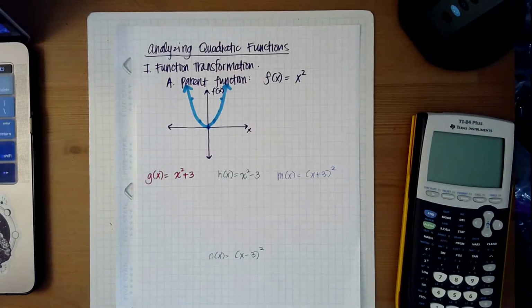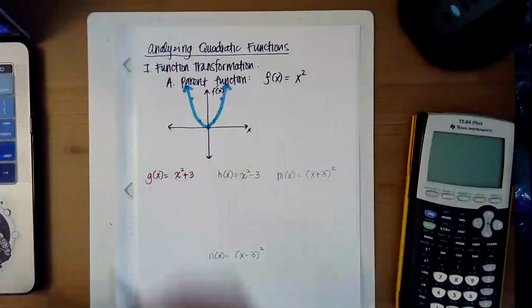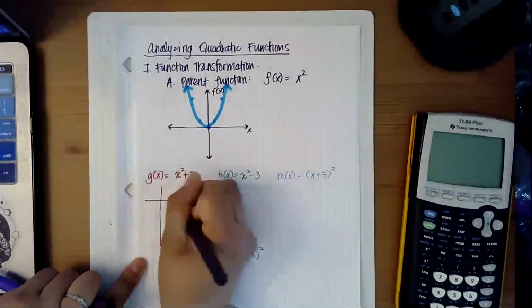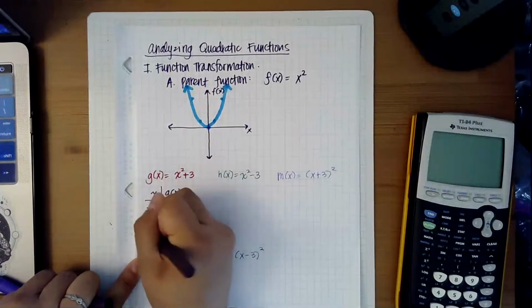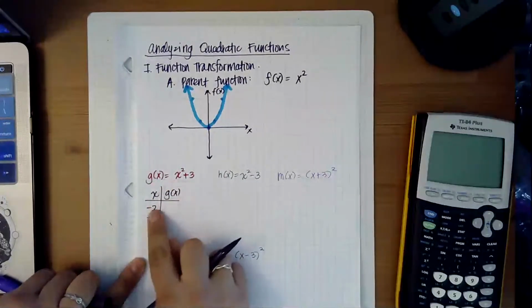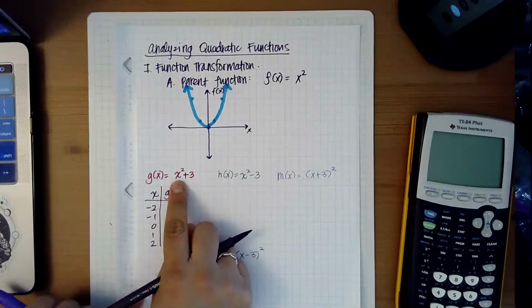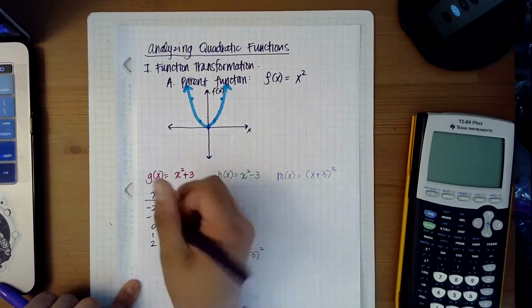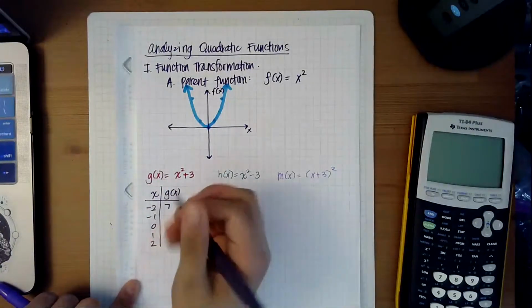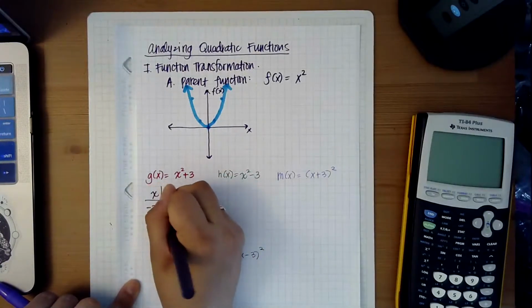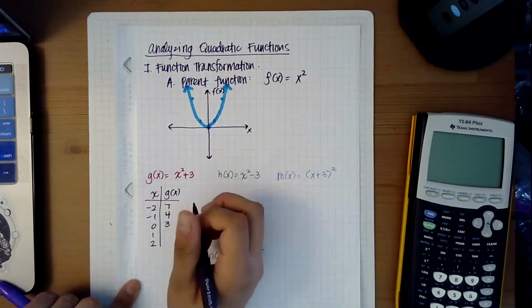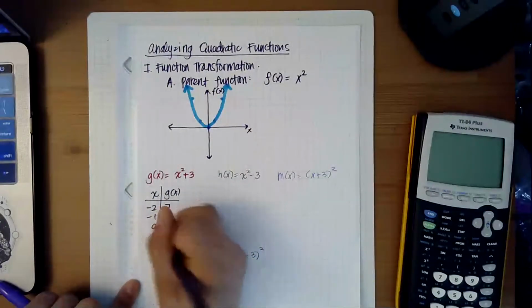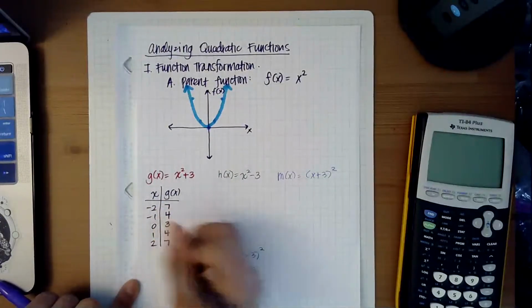So the very first thing I'm going to do is start with a little table of values for each of these. So let's see. And I'm just going to go negative 2, negative 1, 0, 1, and 2 for this guy. So let's try with negative 2. Negative 2 squared is 4, because negative 2 times negative 2 is positive 4, plus 3 gives me 7. Negative 1 squared is 1, plus 3 gives me 4. 0 squared is 0, plus 3 gives me 3. 1 squared plus 3 gives me 4. And 2 squared plus 3 gives me 7.